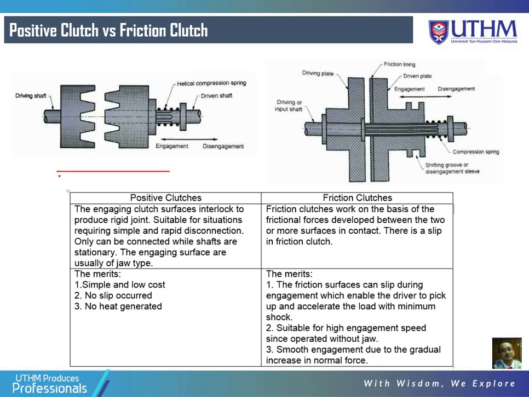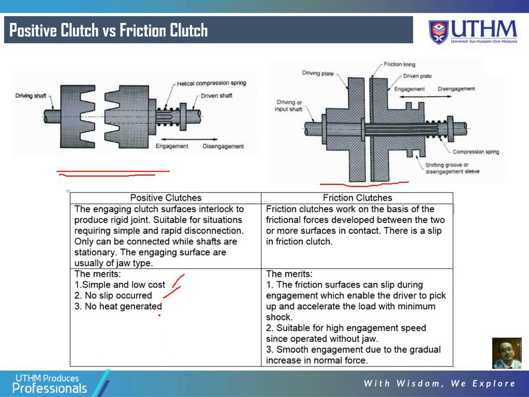So the engagement and disengagement of the positive clutch could only be done by stopping the machine. Compared to the friction clutches, the engagement and disengagement could be done while the machine is in the operational mode. The merits of the positive clutch are that it is simple and low cost.